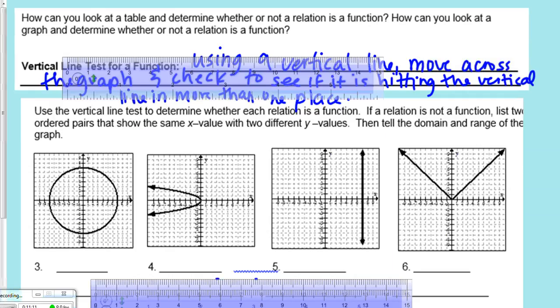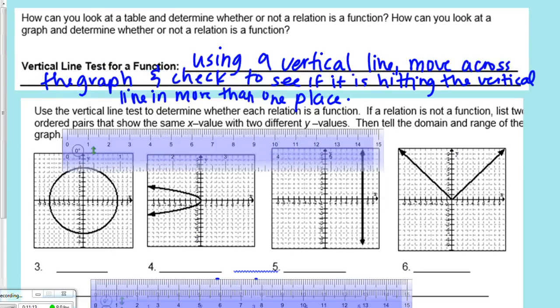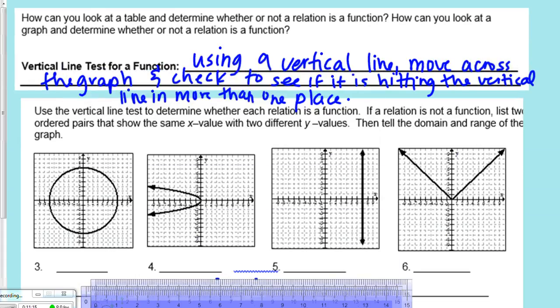Okay, anyways, pretend that there's a vertical line that we are moving across this graph, okay? Pretend that this is a pen. When I start moving it this direction, and I start moving it across this graph, you'll see that it is always touching that vertical line in two places, right? For example, here and here, it's touching the vertical line. Here and here, it's touching the vertical line. That is not okay. That makes this not a function. Okay, this is a no. Okay, so let's go to the next one.